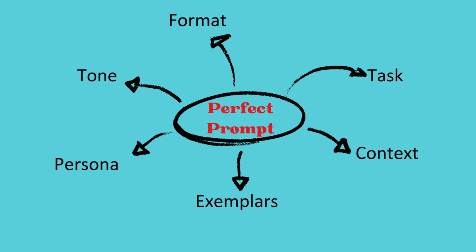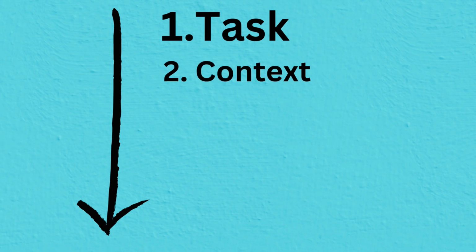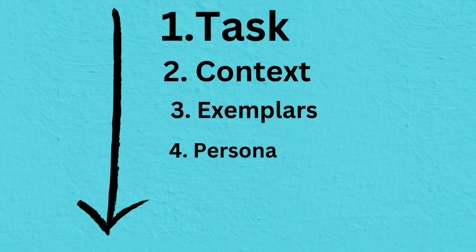Before we get into examples, let's quickly outline the 6 key components of a good prompt in order of importance. Number 1, task. Number 2, context. Number 3, exemplars. Number 4, persona. Number 5, format. Number 6, tone. Each of these plays an important role, but they don't all need to be used in every prompt. Understanding how to prioritize them will help you craft prompts that are clear, concise, and effective.